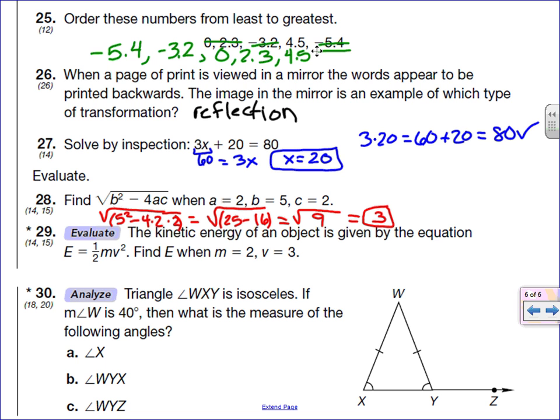The kinetic energy of an object is given by the equation E equals 1/2 mv squared. Find E when m equals 2 and v equals 3. So 1/2 m is 2, v is 3. 1/2 of 2 is 1, and 3 squared is 9.